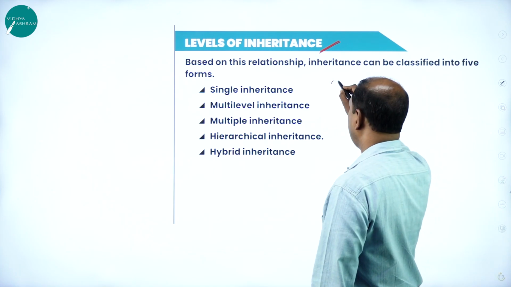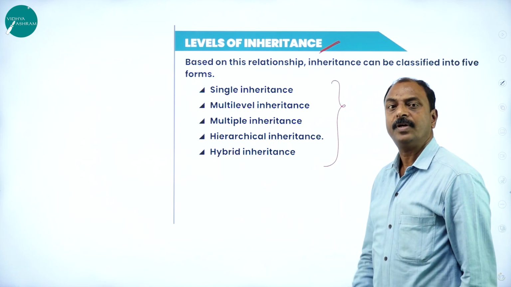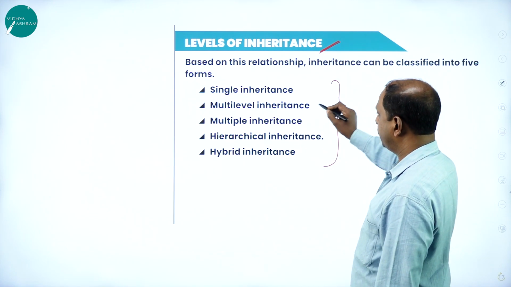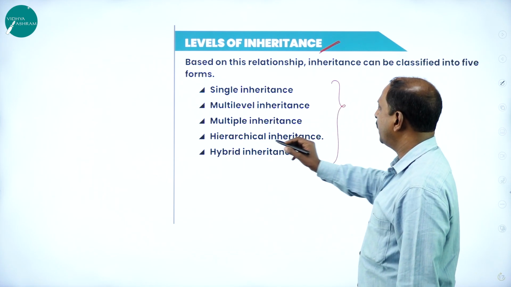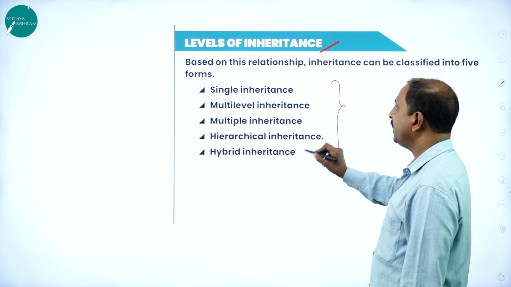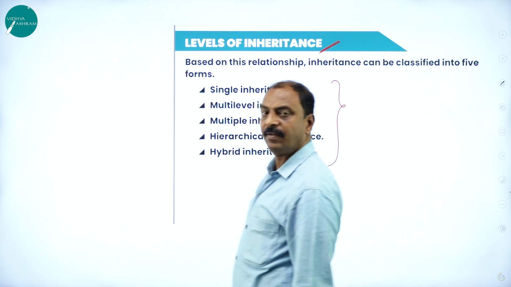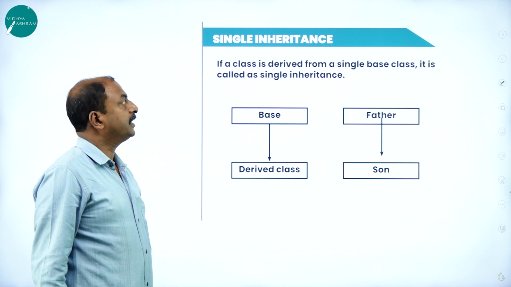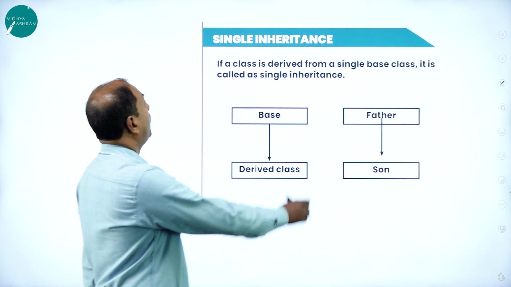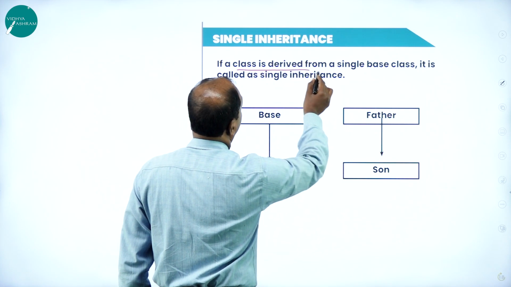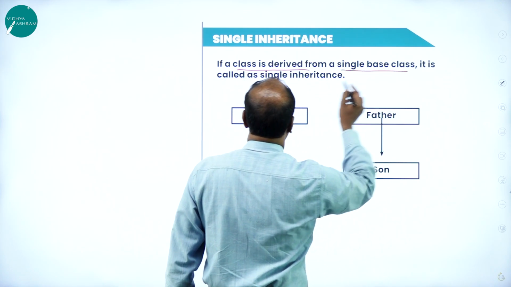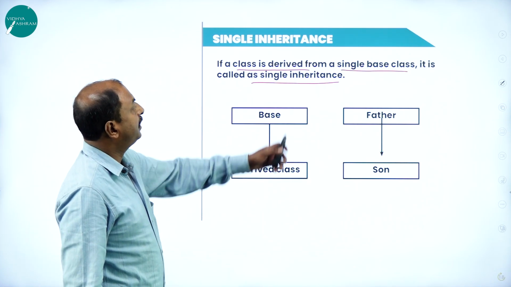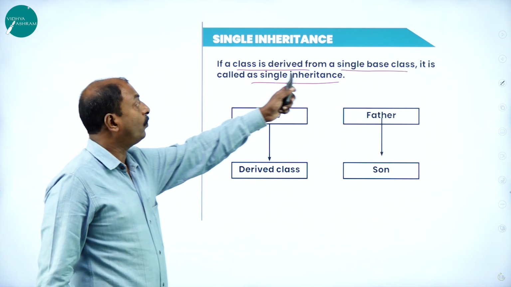Now, we can see the following different types of levels of inheritance. One is single level inheritance, multi-level inheritance, multiple inheritance, hierarchical inheritance, and hybrid inheritance. These are all different levels of inheritance. Now, let us see the definition of what is single inheritance. So here, if a class is derived from a single base class, it is called single level inheritance. So the definition is a derived class is derived from only one base class.